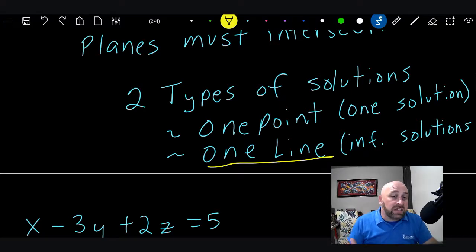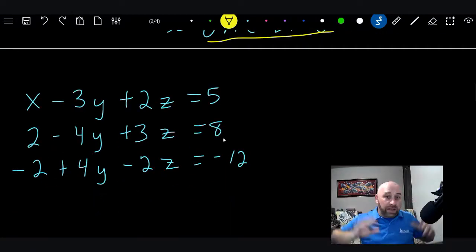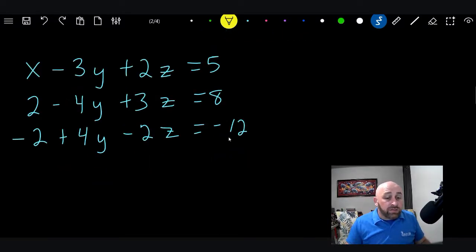You can take a look at that. But in other words, you can get different types of solutions here. You can get 1 point or you can get infinite points, and that is the three planes forming one line. All right, so that's a lot of theory right there. I want you to have that background, that theory, as we go into this question. So here's our first question.